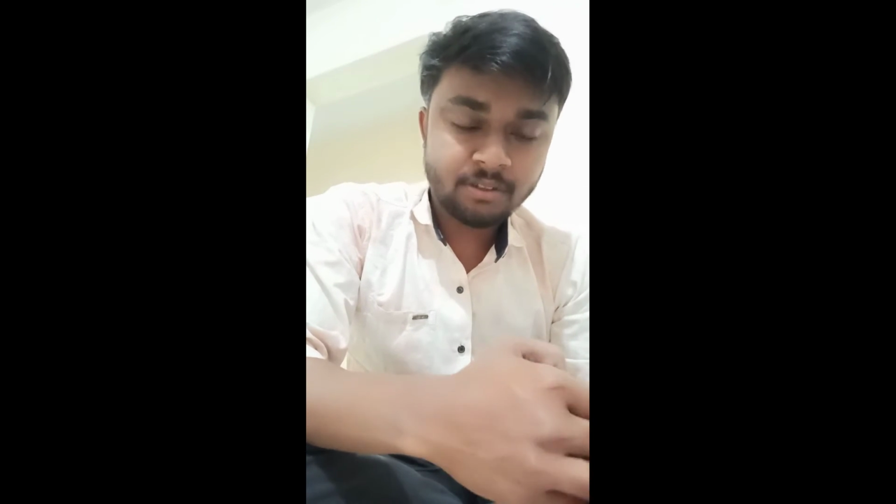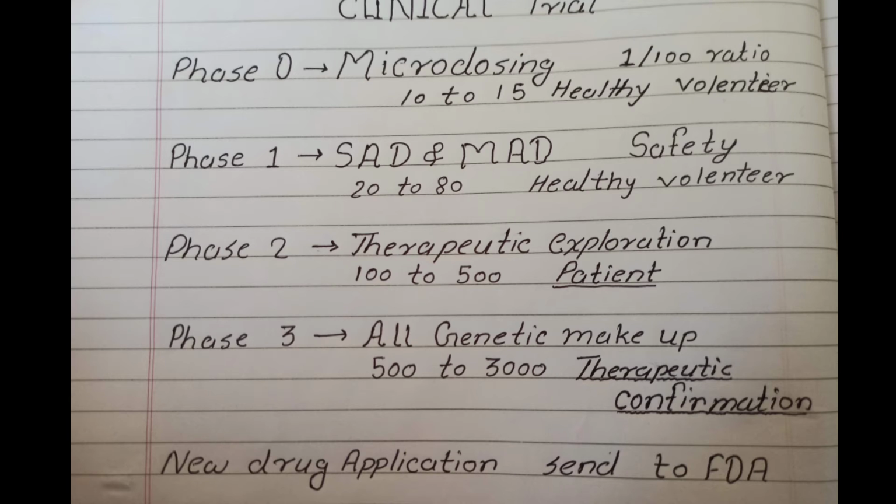After successful preclinical trials, we have to submit the IND form to the FDA for the approval of clinical trials. In the clinical trials, the drug is applied on human beings, for which we have to get permission. That permission is called IND. There are 5 phases of clinical trials.